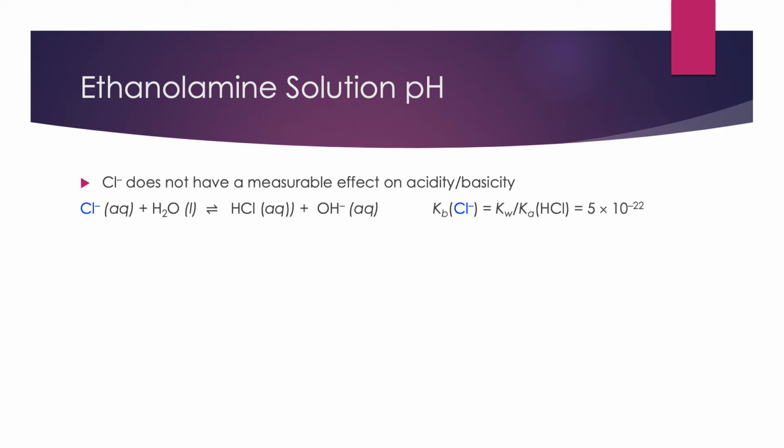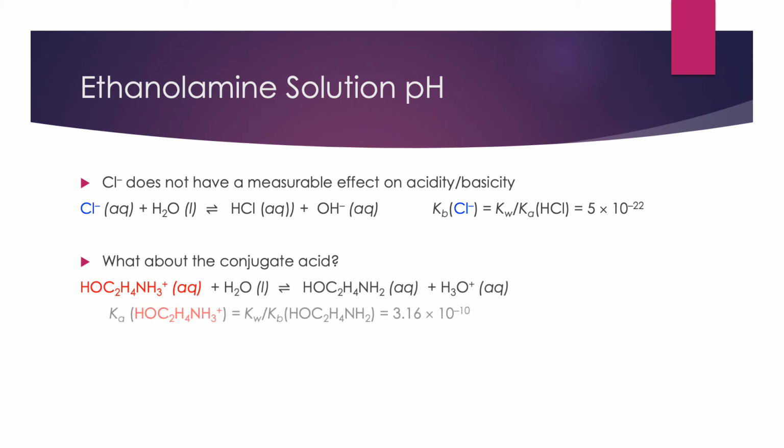Chloride ion, when it undergoes its basicity reaction, would form undissociated HCl and hydroxide ion, but the Kb for this is, again, really, really small. It's about 5 times 10 to the minus 22, so if you put a mole of chloride ions into a liter of water, you would turn 10 of them into hydrochloric acid, and the rest of them would remain as chloride ions in the solution. So not very likely to happen.